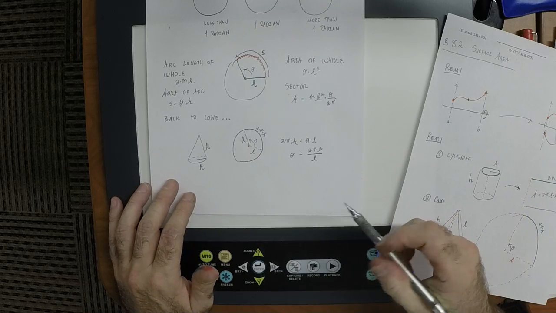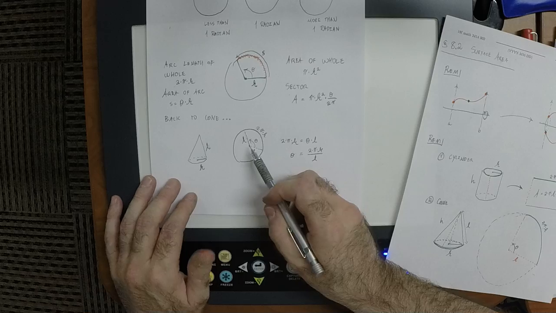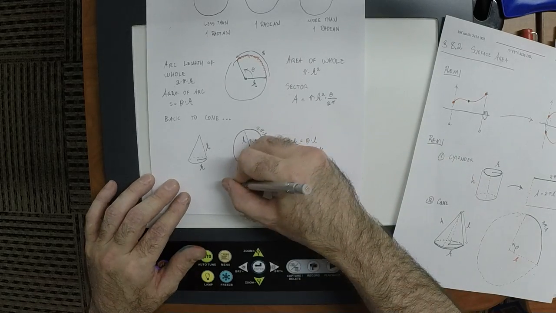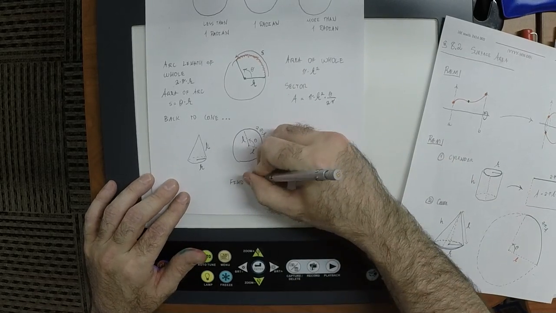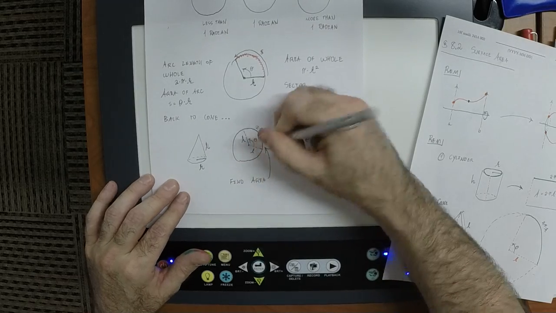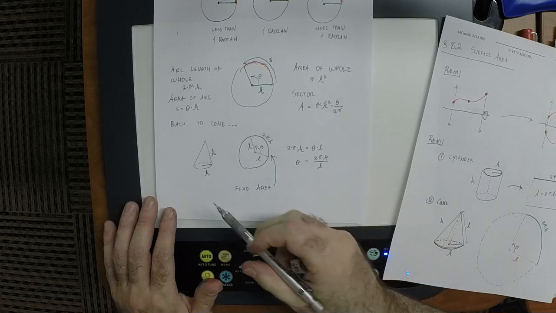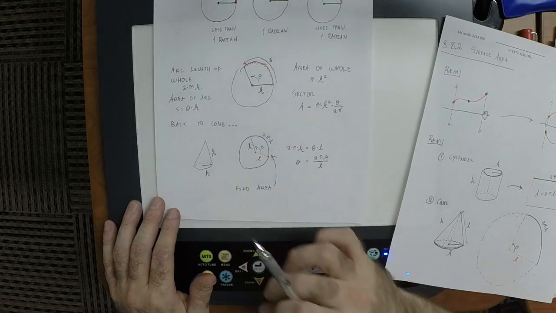So now what I want you to do over the weekend, so that we can come back and knock this out of the park, okay? I need you to figure out what is the area of that sector. So find that area. And it needs to be in terms of the stuff that you know: radius and slant height and all that stuff.